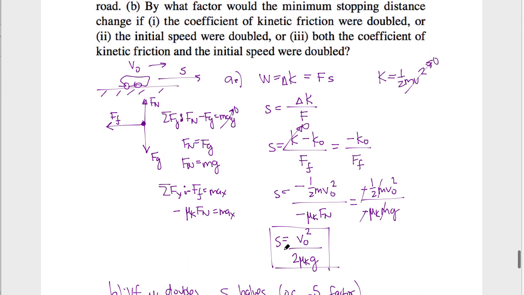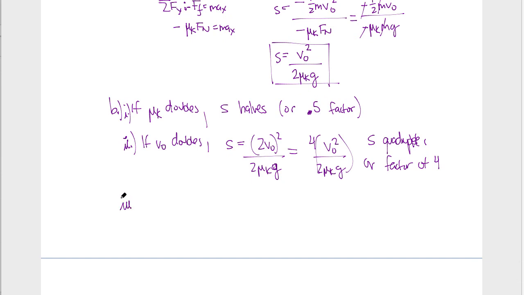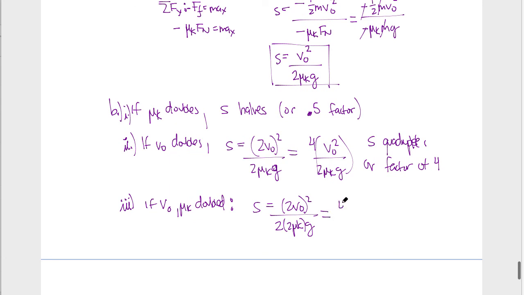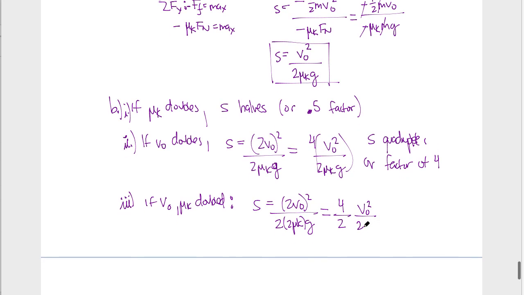And then finally, 3 says, what if both were doubled? So if v naught and mu k are doubled, what happens? So I have S equals 2 v naught squared over 2 times 2 mu k times g. And so I end up with a situation where I have a 4 and a 2 that pop out times my initial expression for stopping distance. And so all we get here is S ends up doubling. So that's a factor of 2.